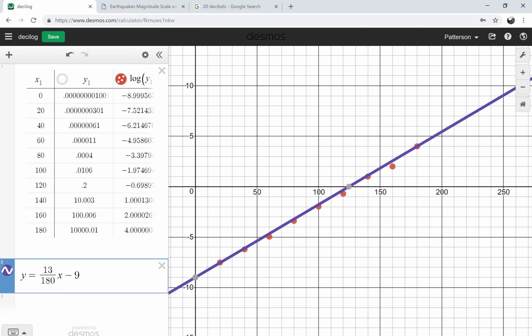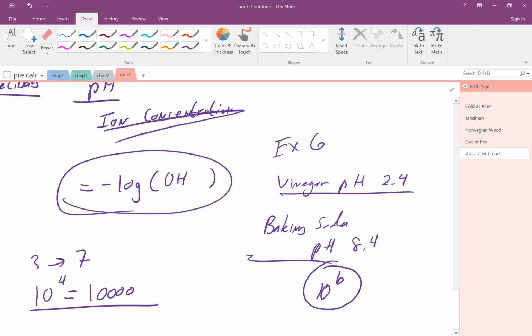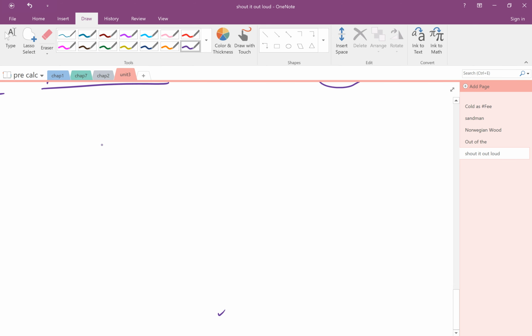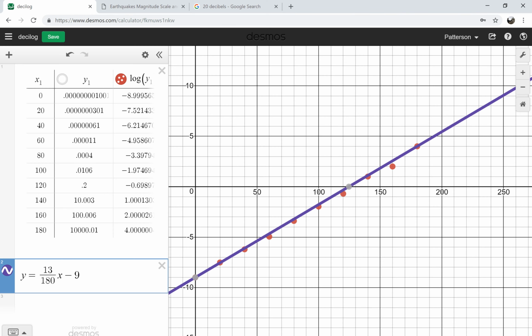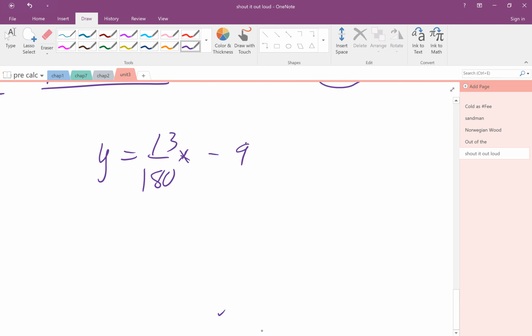And ta-da, there is a fit. Now that's pretty dang good. All right, I could adjust it maybe a tad bit, but it goes through most of those points. That looks like a pretty good fit. So there's my equation. y equals 13 over 180 x minus 9. But in this situation, the y value represented the log of these. So what I'm going to do is I'm going to have to put this in here.